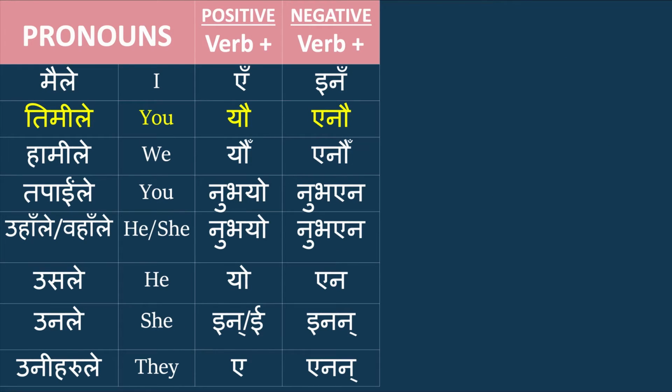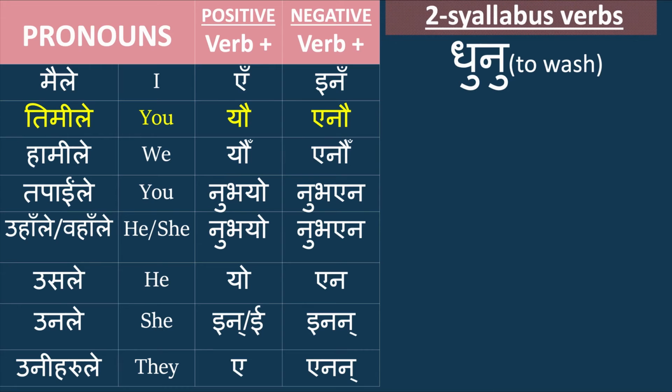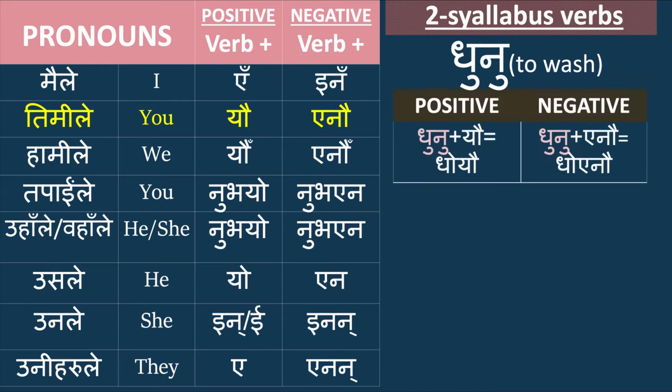तिमीले, now let's see for तिमीले. Taking thunu as the two syllables verb, I have told you thunu is the irregular verb, so let's see the changes here. Thunu plus yo. You can see here thu changes to tho form. Tho yo. Here thu is replaced by tho, so it is also called irregular verb. Thunu plus enau. Here similar rule. Here thu changes to tho and enau is added after removing nu, tho enau.